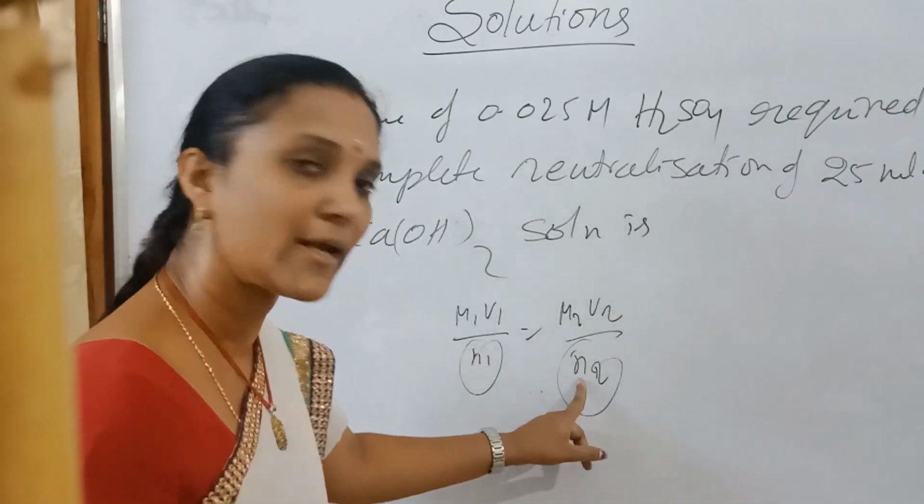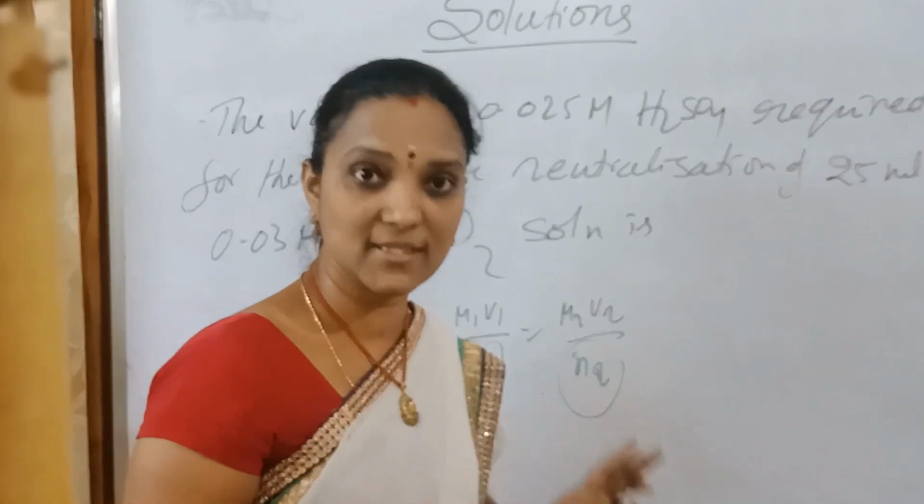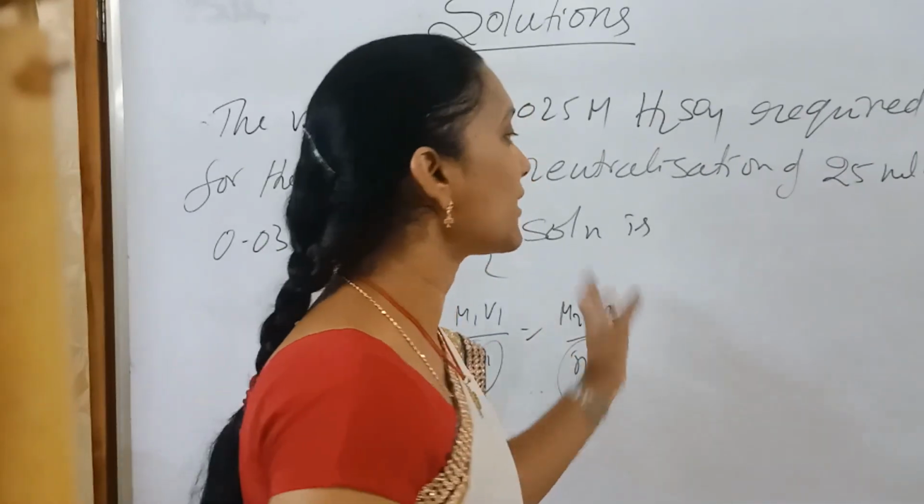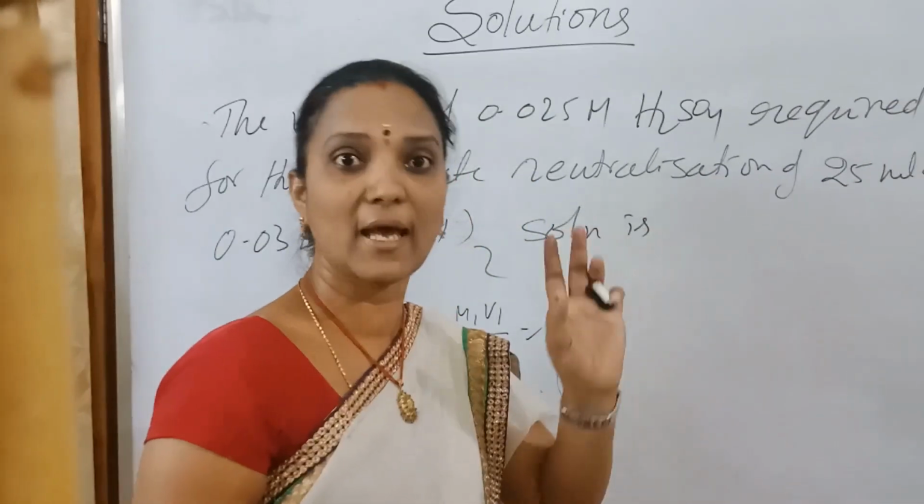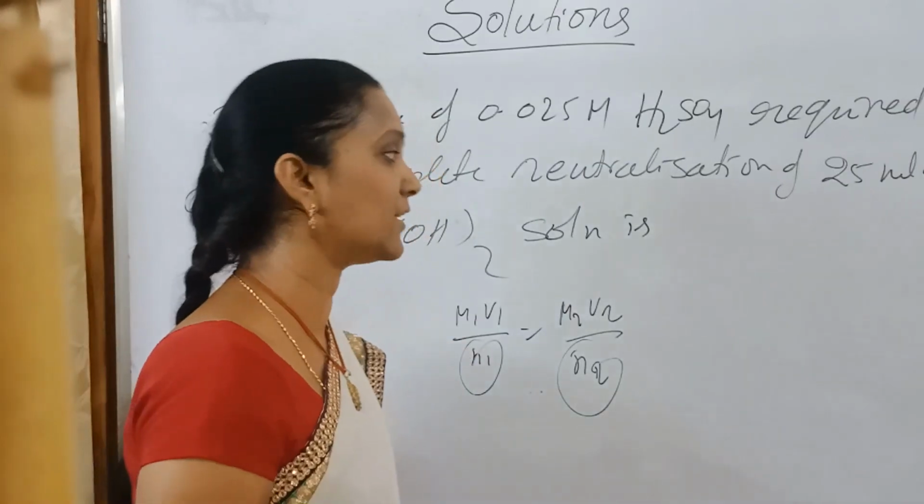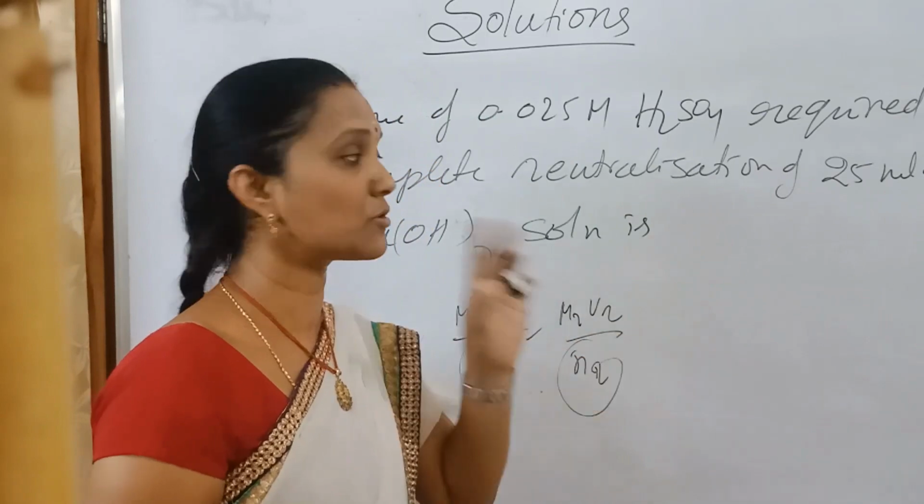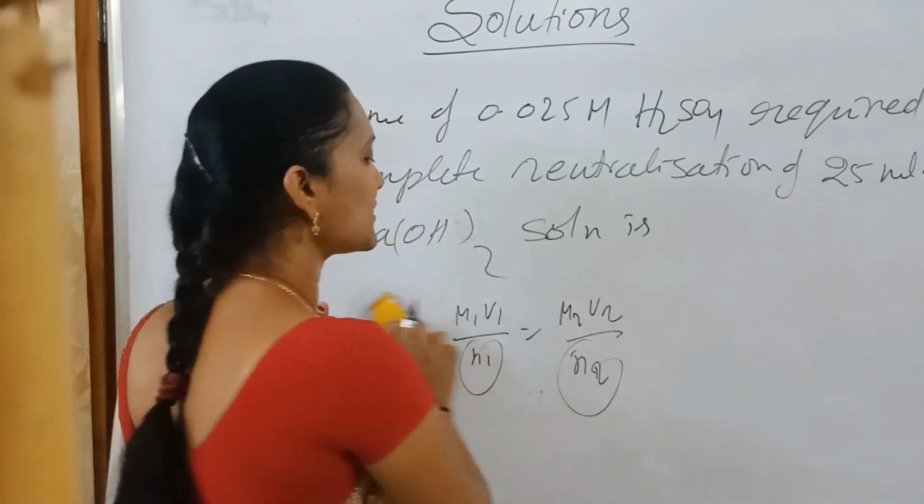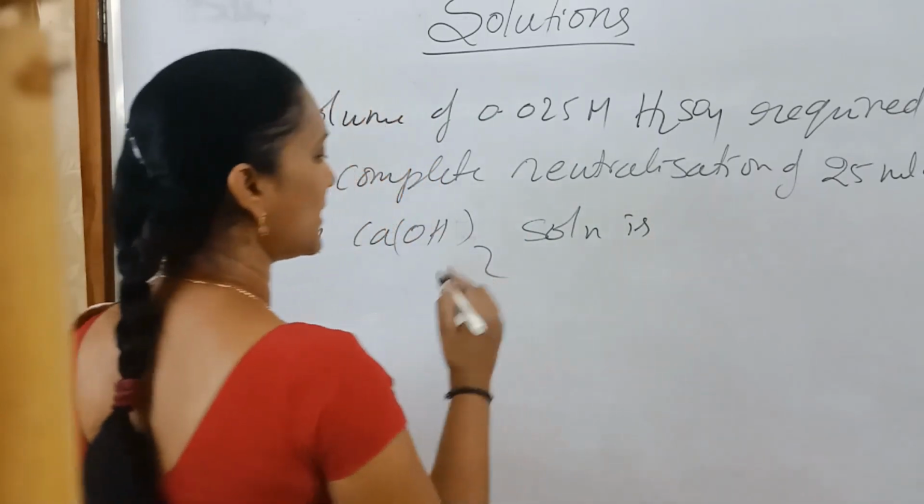Here N1, N2 means number of moles in the balanced reaction. So to get this, first we should write the reaction and balance it, then find the N1 value and N2 value. That is a time-taking process. So to save that time, instead of molarity we are using the normality formula.